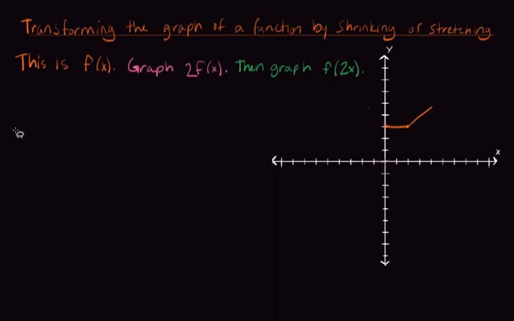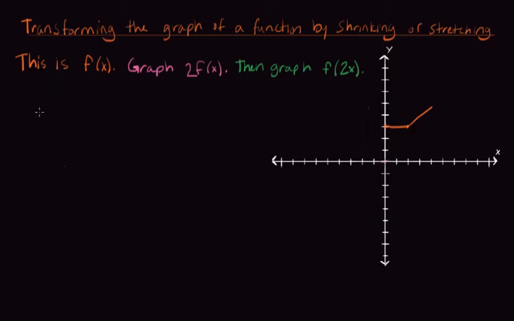In this video, I want to talk about transforming the graph of a function by shrinking or stretching. So we've talked about a bunch of different ways to transform graphs. We've translated them, which means moving them up, down, right, or left. We've reflected them, which means flipping them over one of the axes, x-axis or y-axis. Now I want to shrink and stretch the graphs.